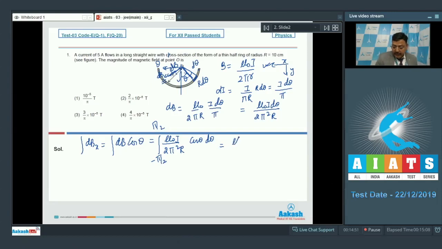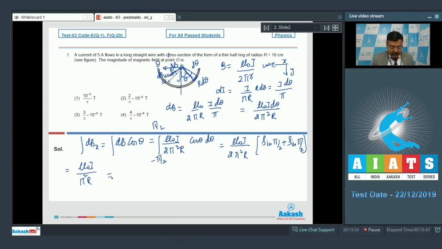If we simply integrate, we are going to get mu naught I by 2 pi square r into sine theta, and if I put the limits, it is sine pi by 2 minus sine minus pi by 2, that means again sine pi by 2, which again simplifies further to 2, so it is simply mu naught I by pi square r. Now we have the result.